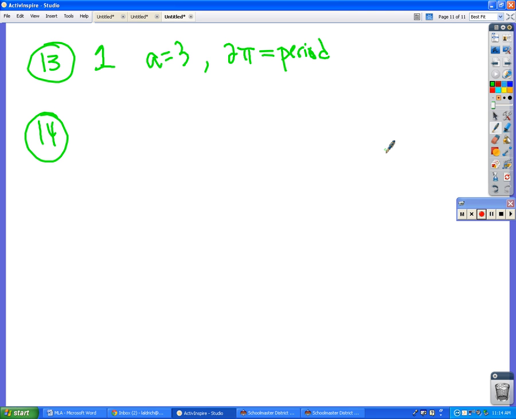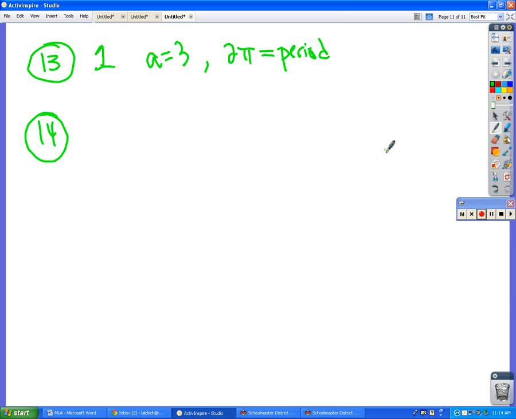For number 14, is it going to be 2 pi also? How many cycles does it have in there? I can't read where it says. How did you get the period? Does it say 2 pi? I can't even read the number. Oh no, yeah, it does. 2 pi is the last line.